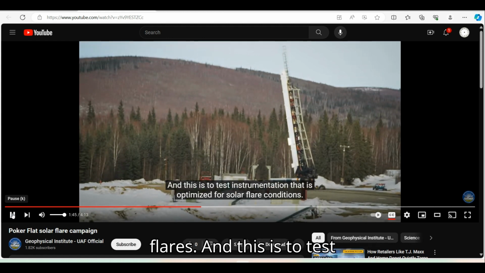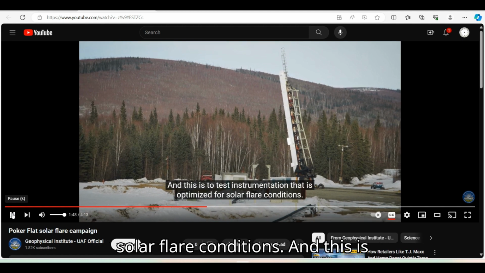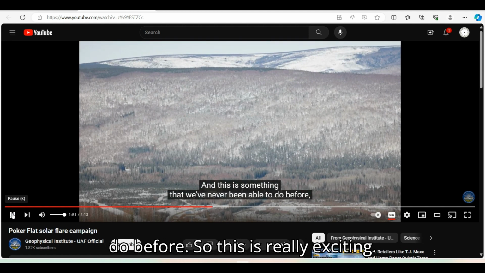And this is to test instrumentation that is optimized for solar flare conditions. And this is something that we've never been able to do before, so this is really exciting.